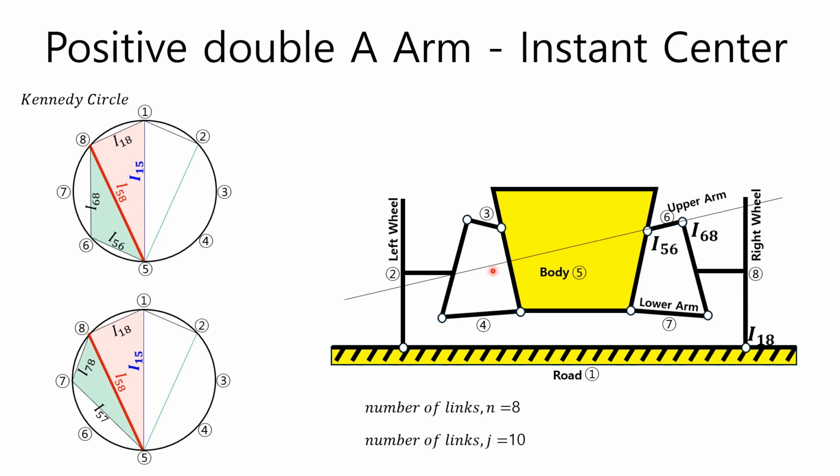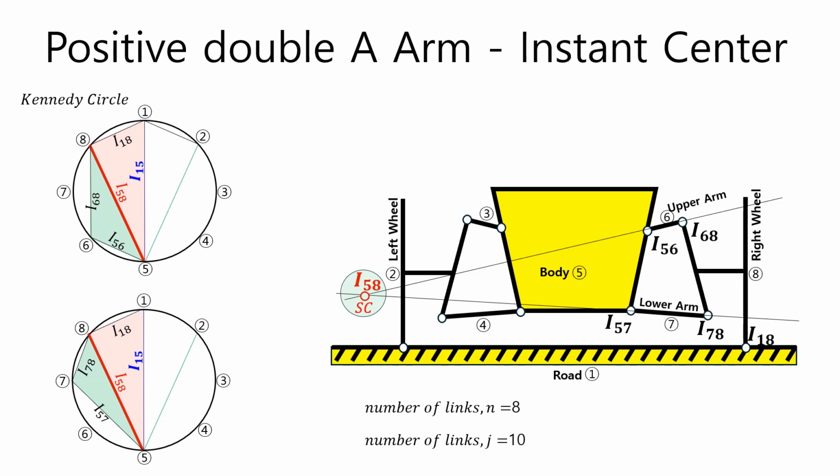These three instant centers correspond to the three line segments that form triangle 568 in the Kennedy circle on the upper left. Therefore, the instant center I58 must be somewhere on the straight line between the instant center I56 and the instant center I68. Since we have found one line, we need to find another line, and if we find the point of intersection of these two lines, that point will be the swing center. Let's continue and find another line.